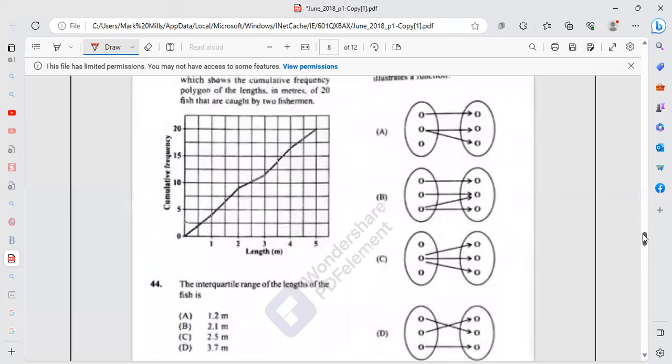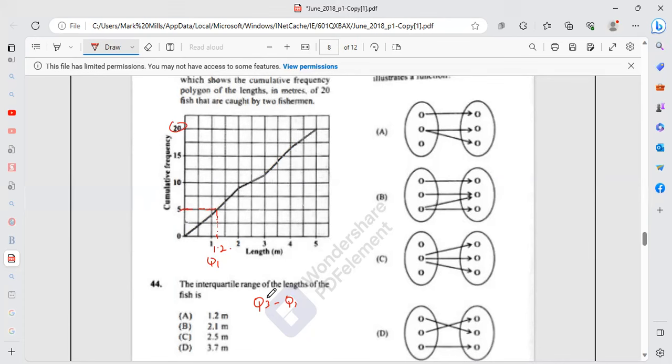Number 44. They ask for the interquartile range. The interquartile range is Q3 minus Q1. For Q1, you look at 1/4 of 20. The highest number here is 20. So 1/4 of 20 will give me 5. So I go to 5, come here, and go down. I'm going to get something like 1.2. So this is my Q1.